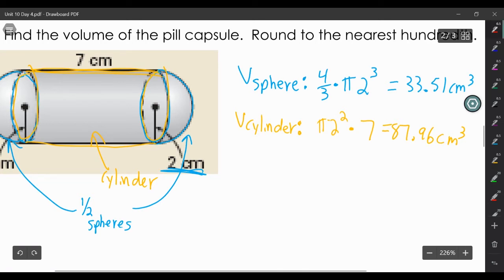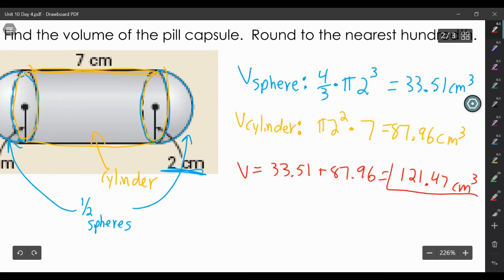And then we can add those up. So the volume is going to be 33.51 plus 87.96, which gives us 121.47 cubic centimeters.